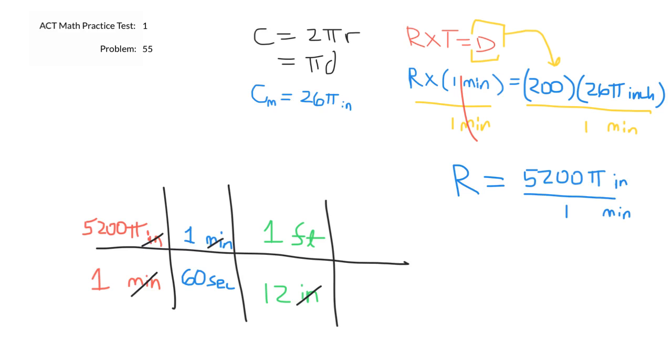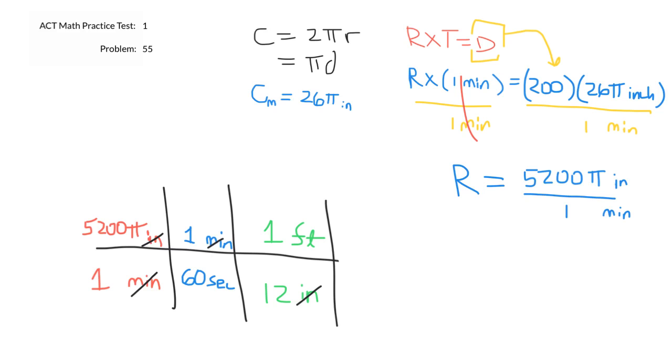And now only the word feet and second remain. That's progress. At this point, all you have to do is multiply straight across. So when we multiply straight across, I'll actually get rid of this part. We don't really need that part.